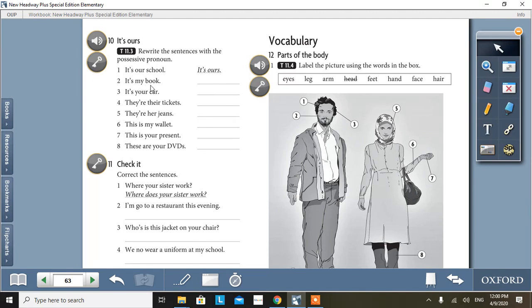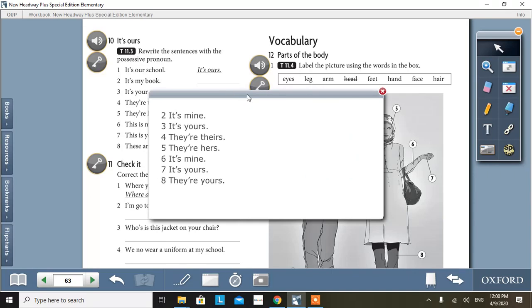Number two, it's my book. This book is mine. Number three, it's your car. This car is yours. This is the answer key.